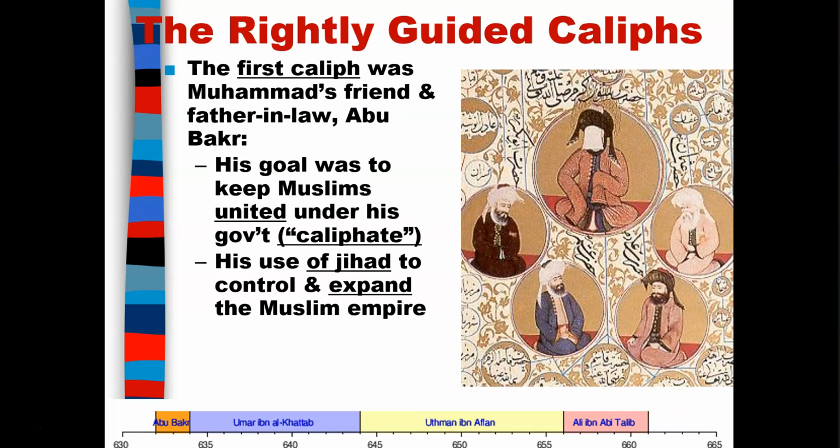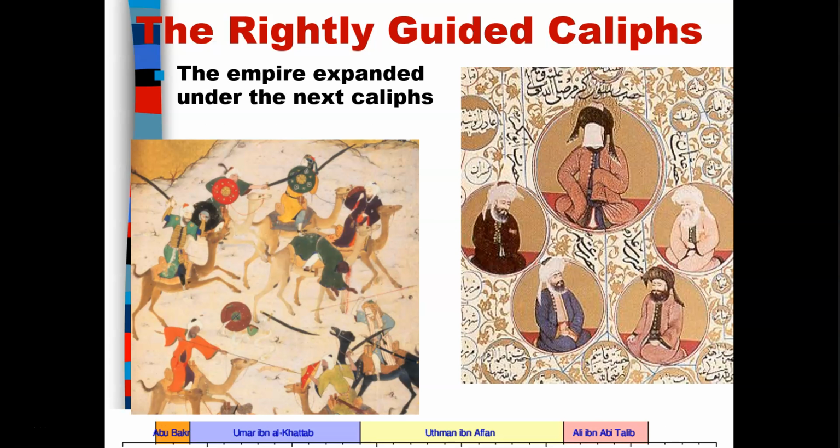The Rightly Guided Caliphs. The first caliph was Muhammad's friend and father-in-law, in this case, Abu Bakr. His goal was to keep Muslims united under his government or caliphate. His use of jihad to control and expand the Muslim empire was well done, in this case for the expansion of the Muslim empire. The empire was also able to expand under the next caliphs.